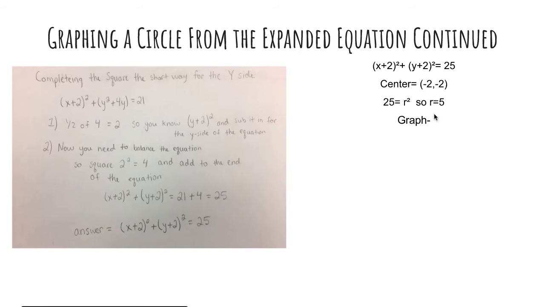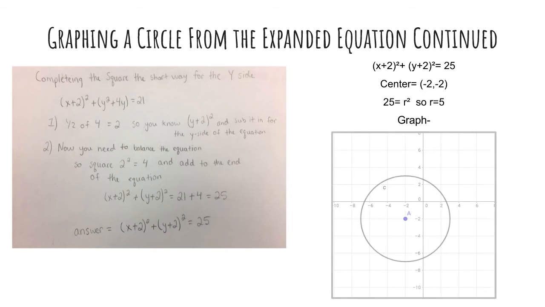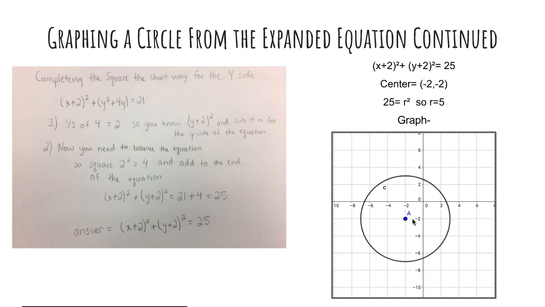And so this is in standard form, so you can get the center and the radius from this. You can see that the center equals negative 2, negative 2 because you switch the signs, and the radius equals 5 because the square root of 25 is 5. And if you were to graph that, that'd look something like this, where you come down to negative 2, and you go out 5 units all the way around the circle.